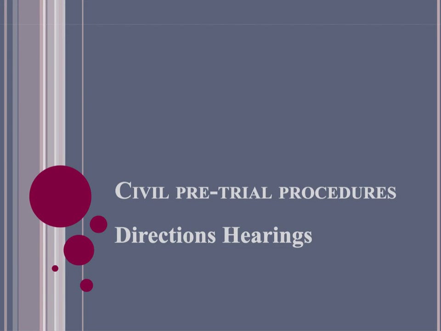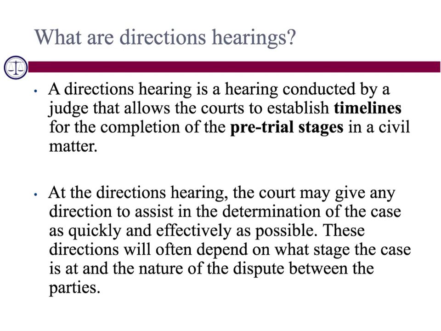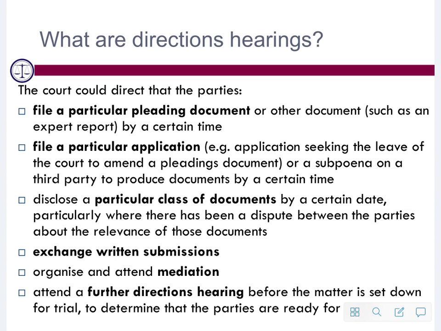The next civil pretrial procedure we're going to look at is directions hearing. A directions hearing is a hearing conducted by a judge that allows the courts to establish a timeline for the completion of all the pretrial stages in a civil case. At this hearing, the court will give directions to assist the parties in determining the case as quickly and effectively as possible. A directions hearing is where the court directs the parties to do certain things in order to speed up the completion of the case.